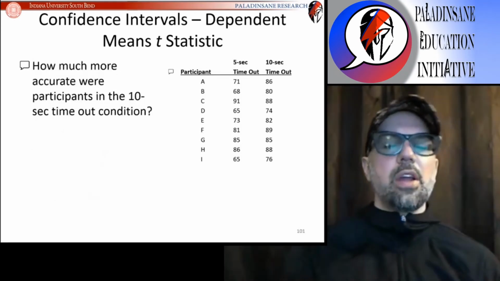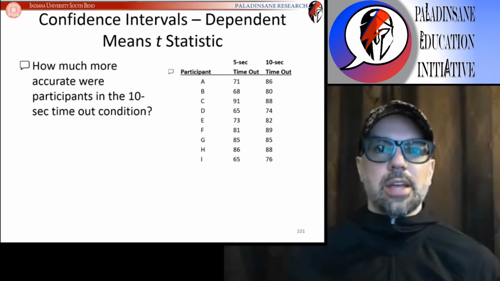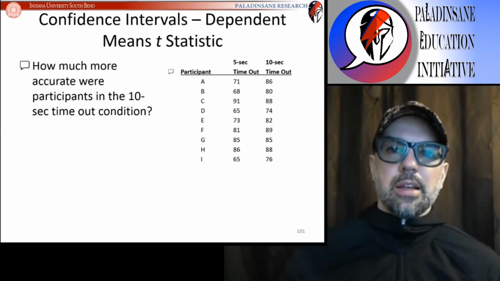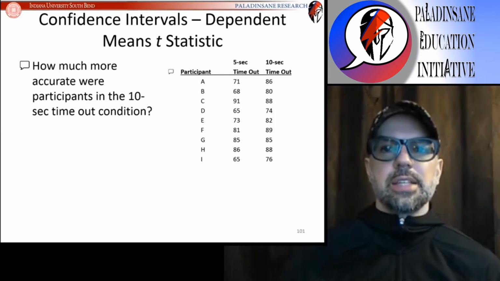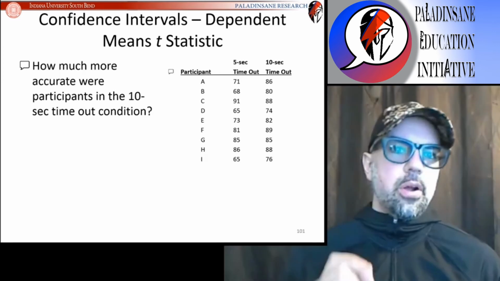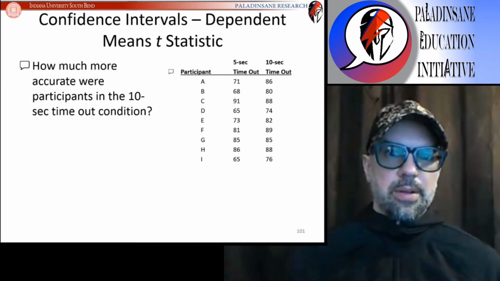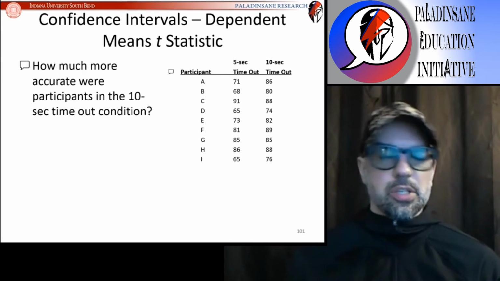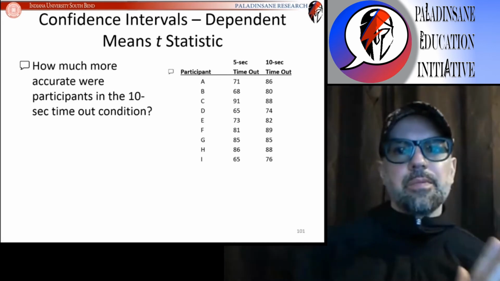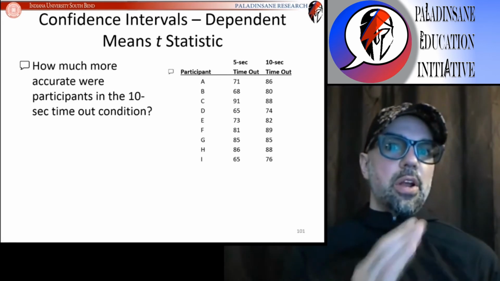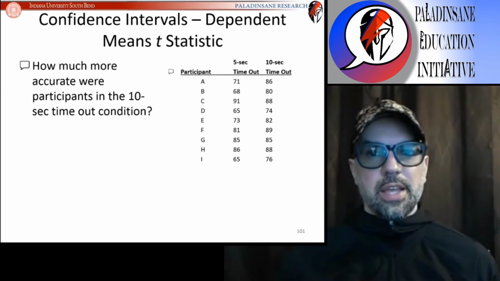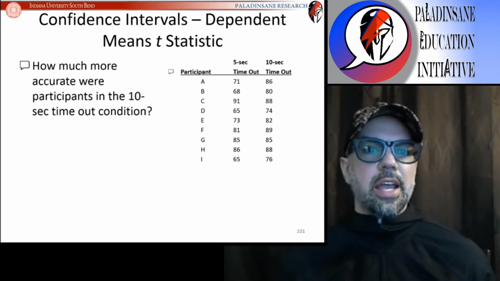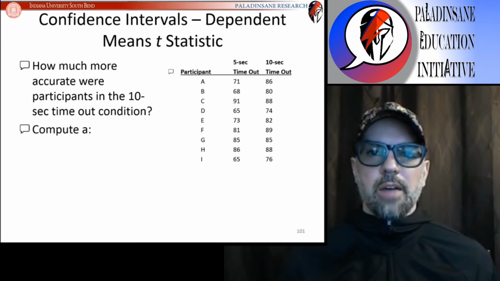So we already know, because we've done this analysis before, that subjects were more accurate in the 10-second timeout condition. We already know that because we've already run that statistical test. But now we want to know how much more accurate were they in that 10-second timeout condition. And again, we're going to compute our 3 confidence intervals.